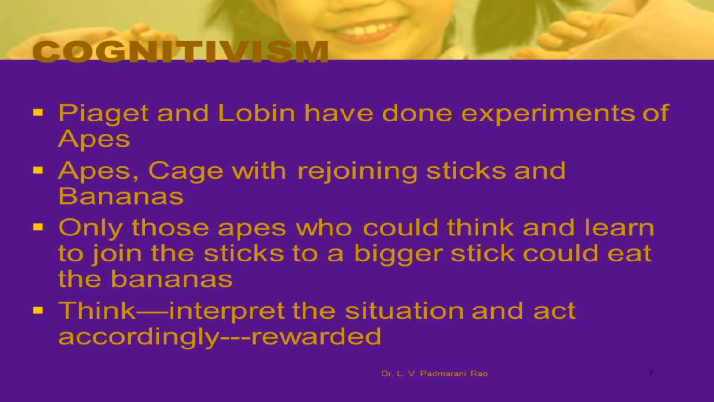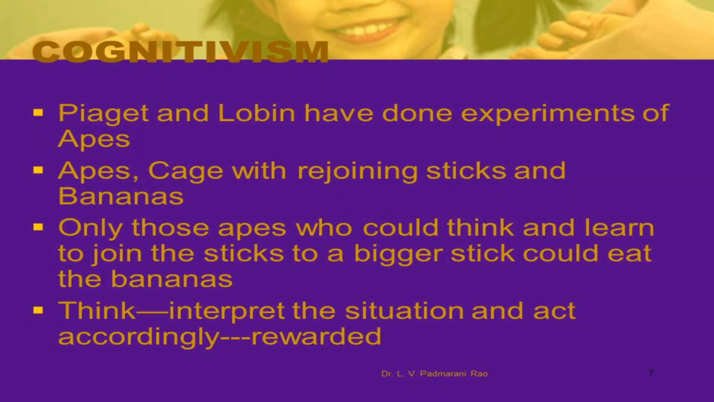The cages had a number of sticks which could be joined to become a bigger stick. The hungry ape tried to jump and reach the bananas and even tried to get the fruits by hitting them with the wooden sticks, but with no success. This is evidence to show that the animal is able to adopt an alternative technique by interpreting the situation. That is, they could think and they could act.